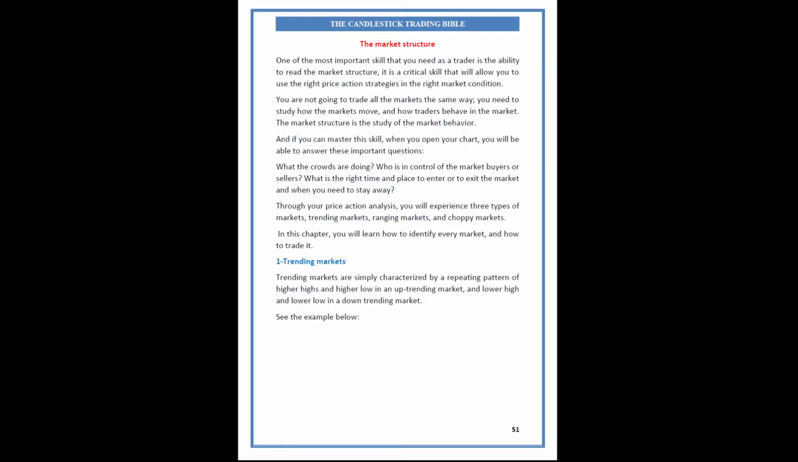So this will be the last chapter before we come to the end of the video, and we'll have a continuation later on. So number 1, trending markets are simply characterized by a repeating pattern of higher highs and higher lows in an uptrending market, and lower highs and lower lows in a downtrending market. See the example below.